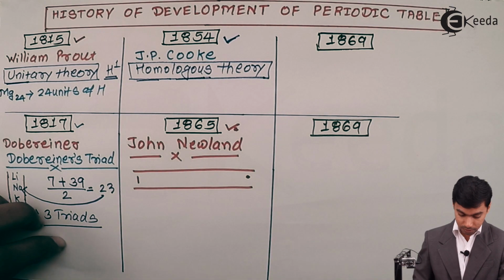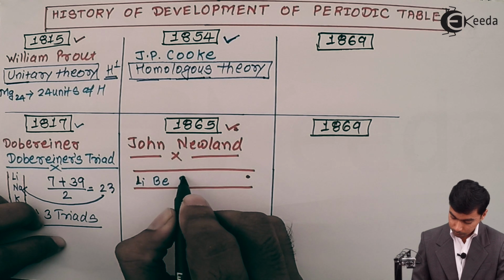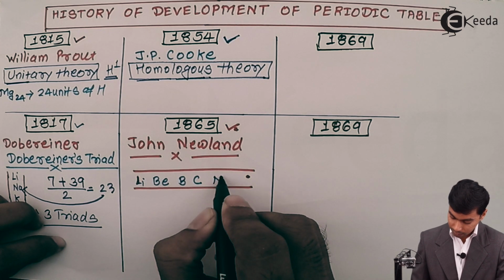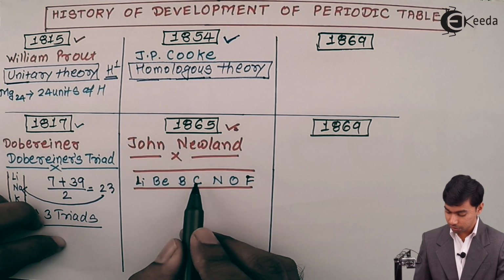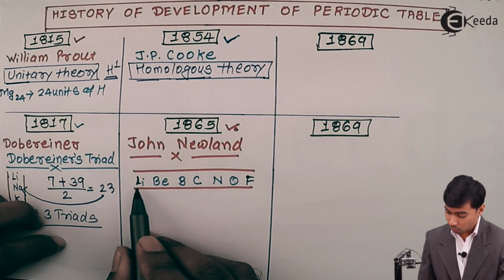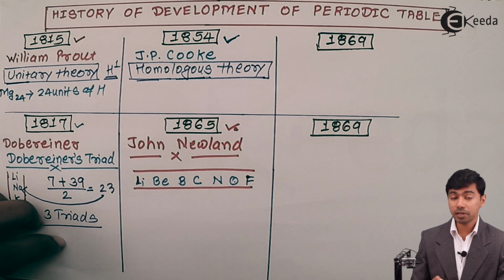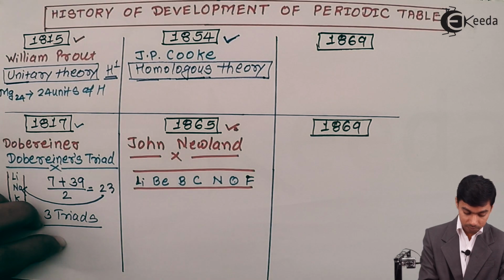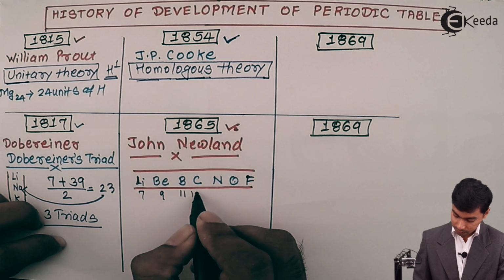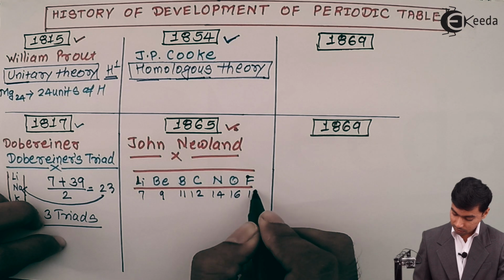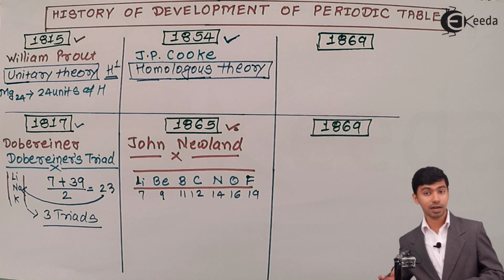Suppose we take an example, a series called lithium, beryllium, boron, carbon, nitrogen, oxygen and fluorine. How many elements are there? 1, 2, 3, 4, 5, 6, 7. That means all these 7 elements are in increasing atomic mass. The atomic mass of lithium is 7, beryllium is 9, and then 11, 12, 14, 16 and 19. That means the elements were arranged by Newland in increasing order of their atomic masses.